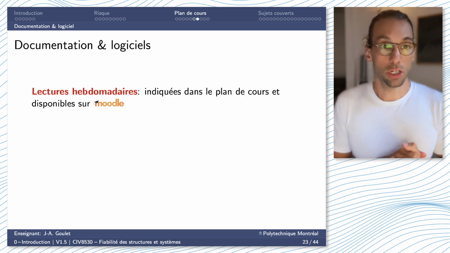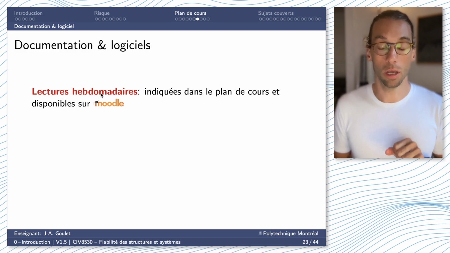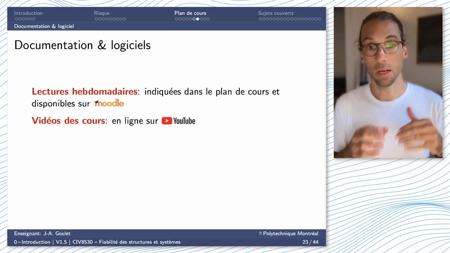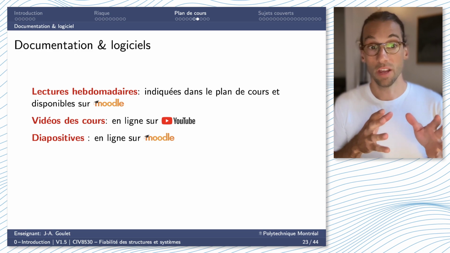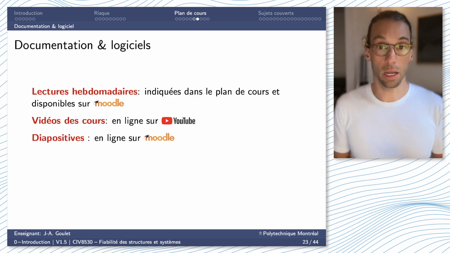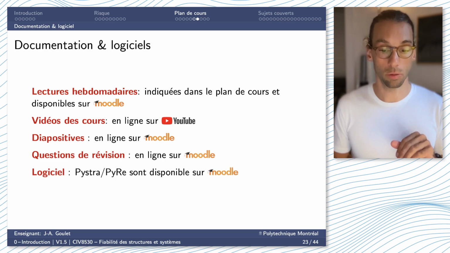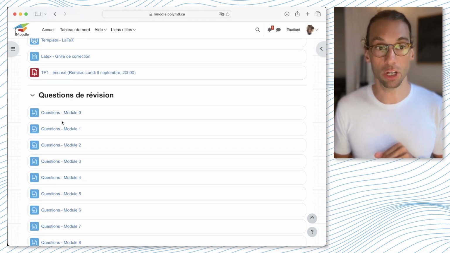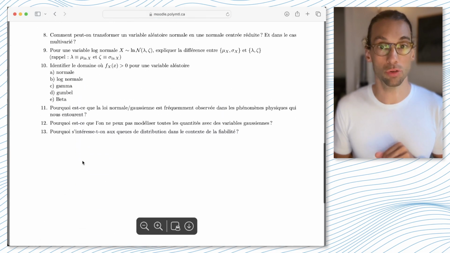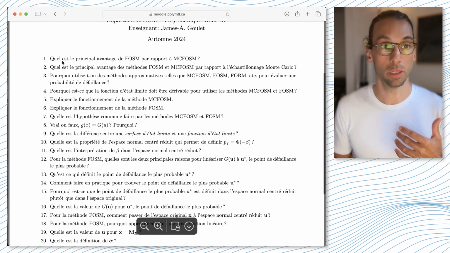So for documentation and software, as I said, all the things to read are available on the study plan. They are listed in the study plan, available on Moodle. All the course videos are available on YouTube in French and in English. The slides are available online on Moodle and on my university website. The revision questions are all available on Moodle. So if you go a little up, for each module, you're going to have a complete list of revision questions you can go through in order to prepare for the exam. Each module has its own list of questions.